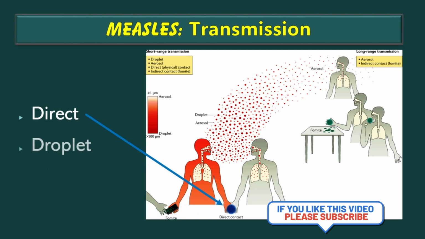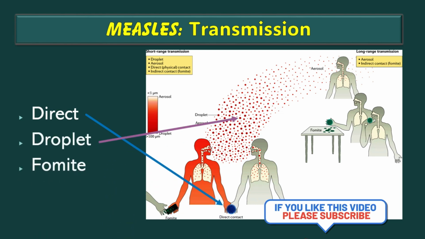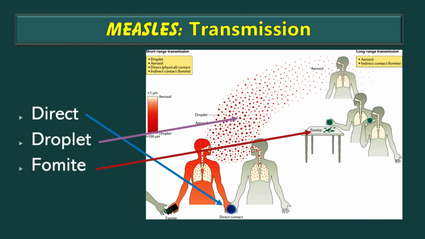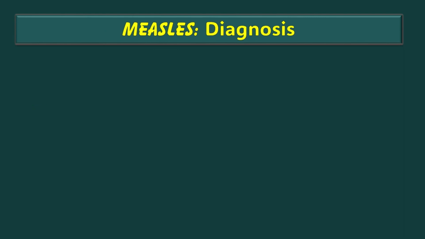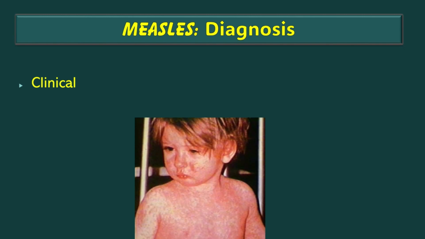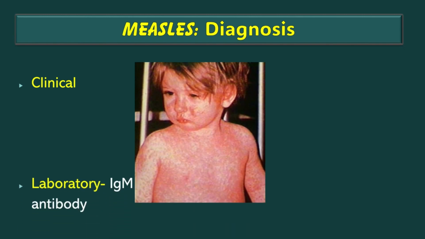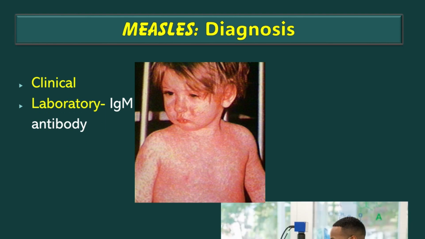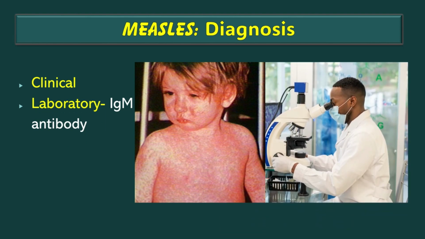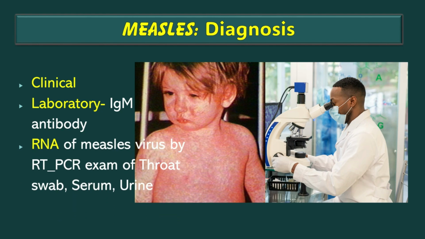Transmission is direct from hand to hand or person to person, or by droplets through air, and by fomites such as utensils, chairs, tables, handkerchiefs, and even towels. Diagnosis is mainly clinical, taking history and seeing the appearance and type of rash. Laboratory assistance may be necessary to detect the IgM antibody and RNA of the measles virus by the RT-PCR technique from throat swab, serum, and urine.